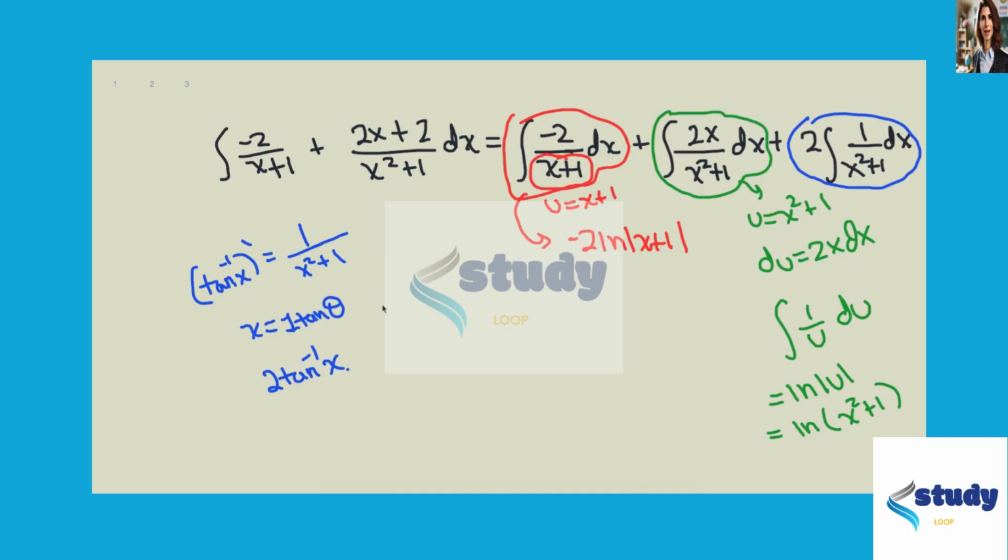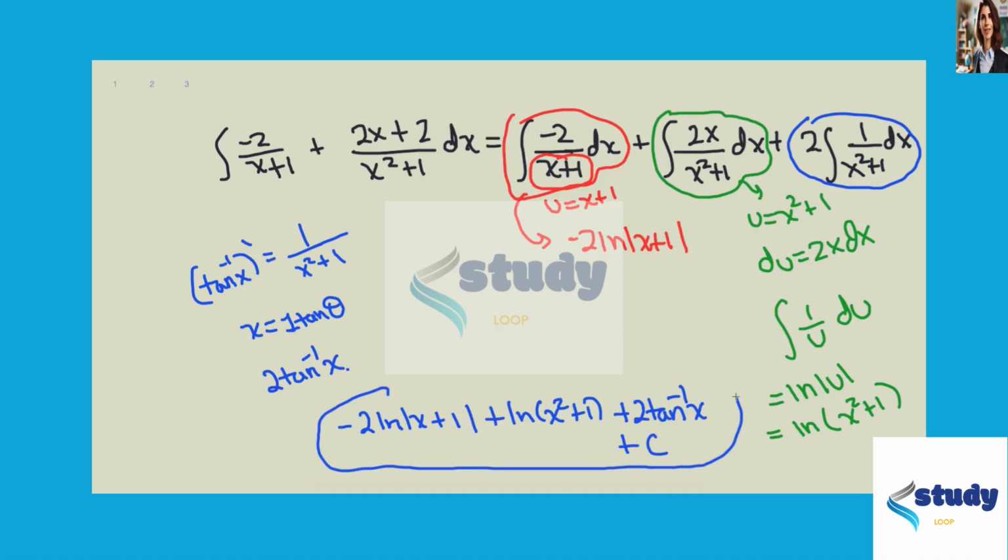So the last thing to do here is just to add our 3 answers together for the integrals. So the first integral, we had negative 2 natural log absolute value x plus 1. Then the second integral in green, natural log x squared plus 1. And then the last integral over here in blue, 2 tan inverse x. And don't forget that constant C of integration. And that's our final answer.